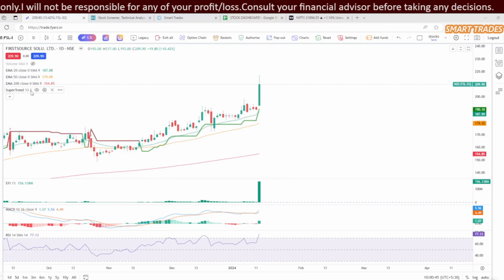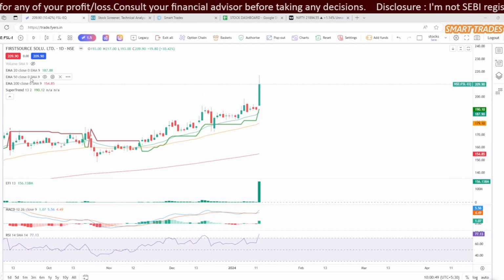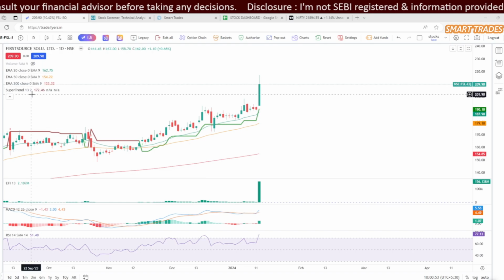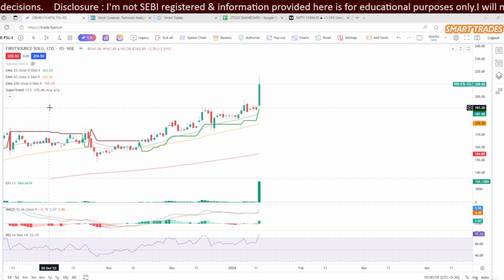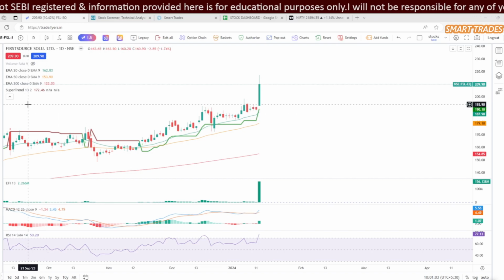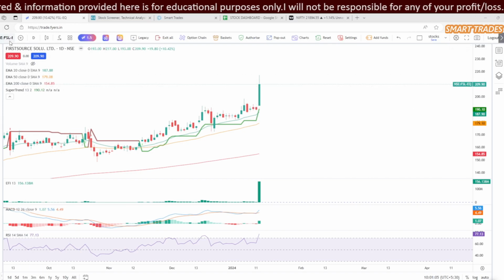So as we discussed, these are the indicators which we use for the swing stock selections. You can open TradingView, but TradingView allows you only 3 indicators to be added. If you have any broker account, you can add any number of indicators to the charts. I have my broker account logged in.